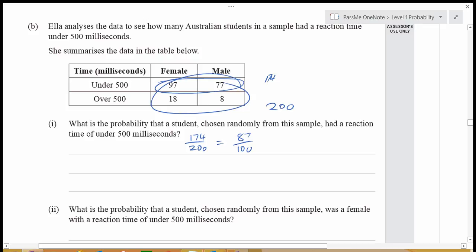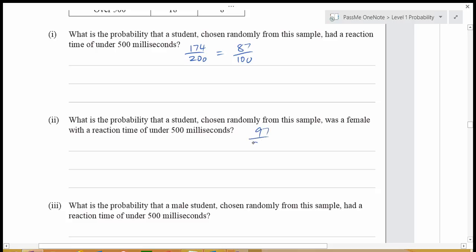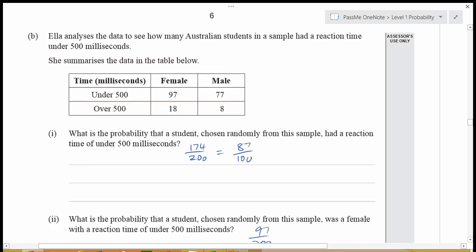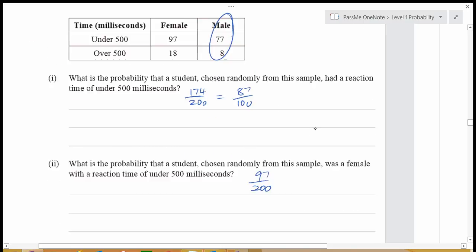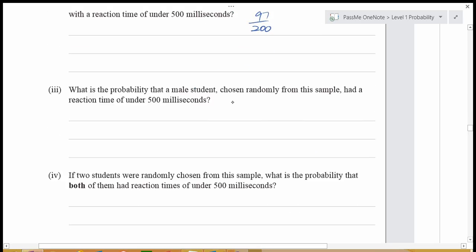Okay, next question. What is the probability that a student chosen at random was a female with reaction time of under 500 milliseconds? So under 500 and female is 97, so that's just 97 out of 200. Okay, the probability that a male student chosen at random from the sample had a reaction time of under 500. So now we're only looking at males, and we're looking at one that was under 500, so that's 77 out of a total of 85. So 77 out of 85.